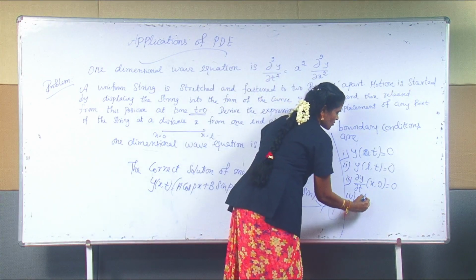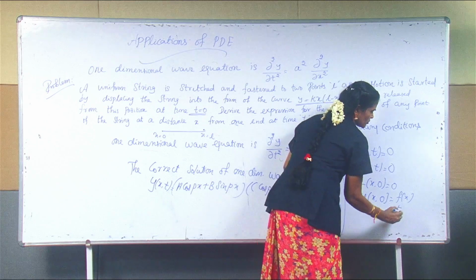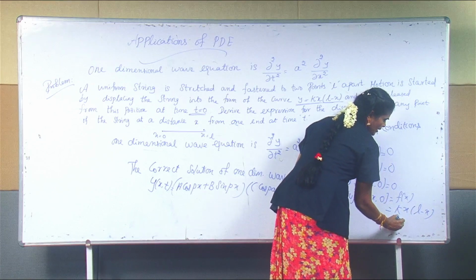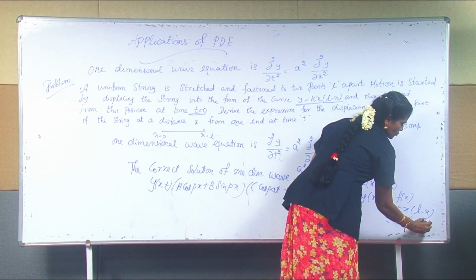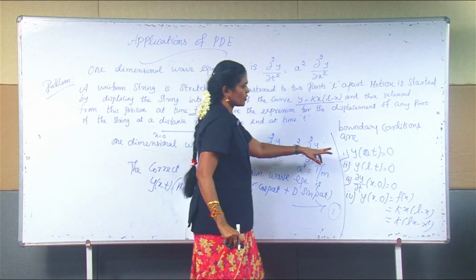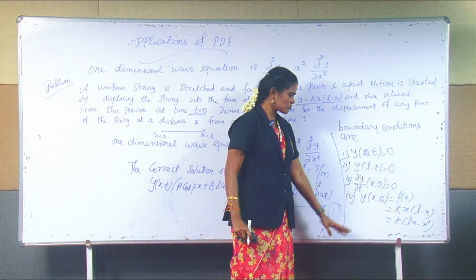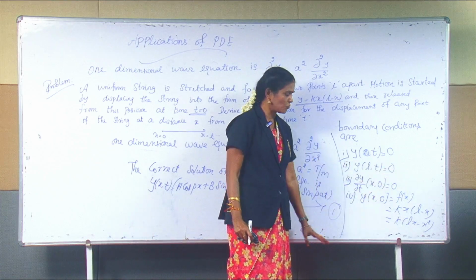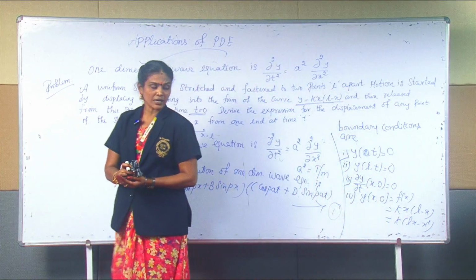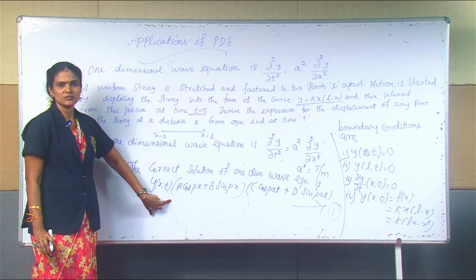Fourth one: displacement is given at time t equal to 0, f of x equal to k into x into (L minus x), that is k into (Lx minus x square). So, initially you have to consider the boundary conditions. First, y of 0 comma t, because initially at 0. Next, y of L comma t is also 0. Velocity is not given, that is why you take 0. Displacement at time t equal to 0 is given, so you consider the function kx into (L minus x). Next, you have to substitute the boundary conditions one by one here.